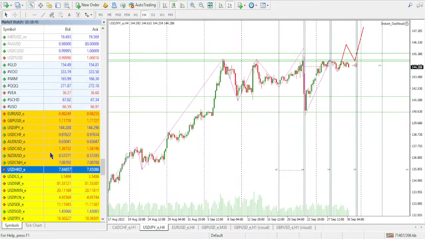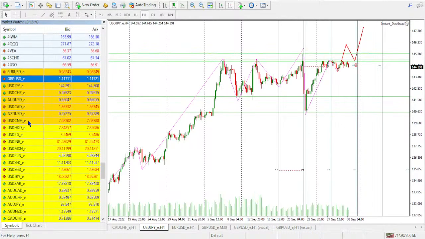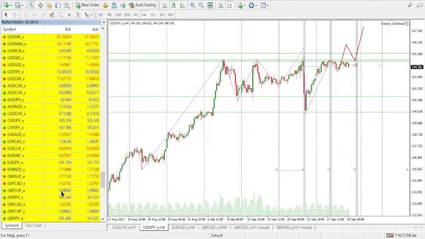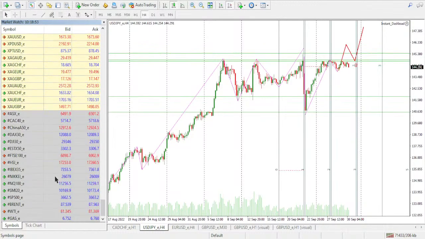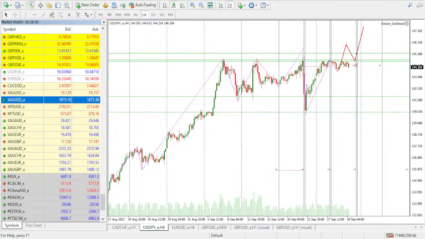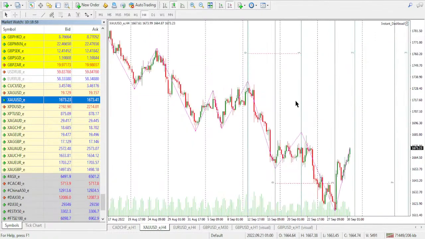So that is the US dollar Japanese yen. So far we have EURUSD, we have GBPUSD, we have US dollar Japanese yen. We want to look at gold. Gold is doing well, perfectly as we wanted it.